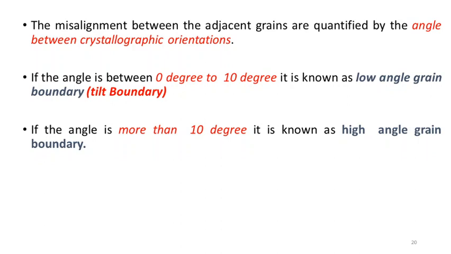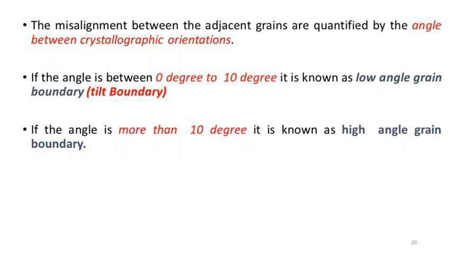Next, these grain boundaries can be further classified into two. The first one is the low angle grain boundary, and the second one is the high angle grain boundary. In a low angle grain boundary, there is a misorientation between the atomic arrangements in the two grains. The degree of misorientation between the two will be less than 10 degrees, varying from 0 to 10 degrees. If the angle between them varies between 0 and 10 degrees, it is known as a low angle grain boundary, also called a tilt boundary.